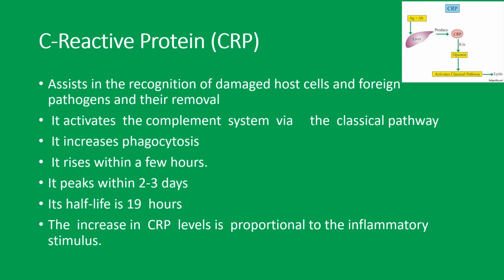So your C-reactive protein is your prototype or your ideal acute phase reactant because of its involvement in many inflammatory processes. It assists in the recognition of damaged host cells and foreign pathogens and their removal. It also activates the complement system via the classical pathway. It increases your phagocytosis, and the level rises within a few hours and peaks within 2 to 3 days. The half-life is about 19 hours, and the increase in CRP levels is directly proportional to the inflammatory stimulus.